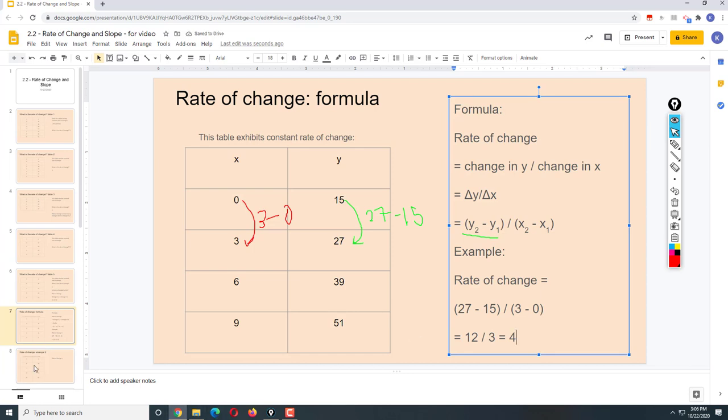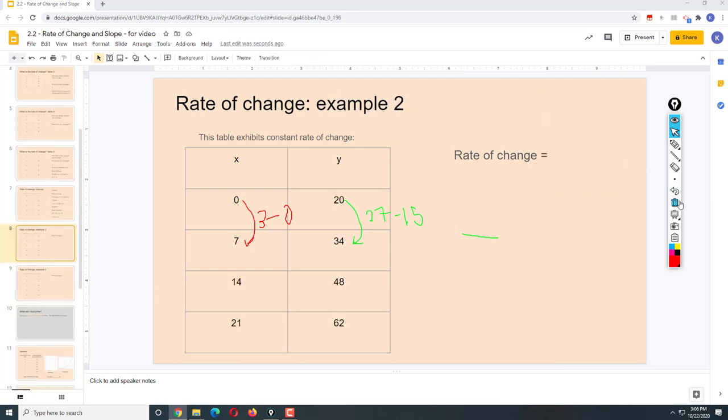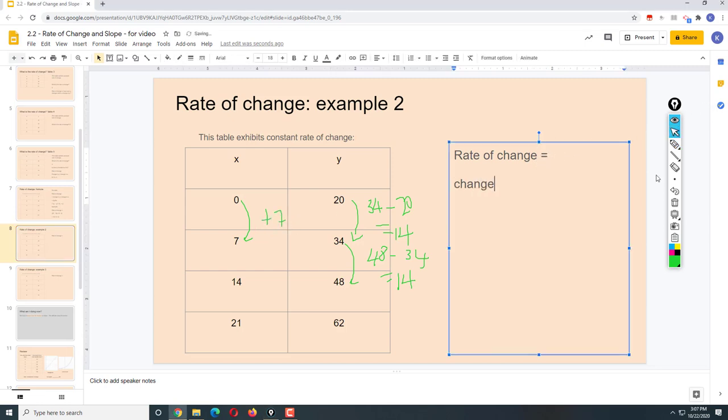For this one, the rate of change of y is 14. Why? Because it is 34 minus 20, which gives us 14. And the next one will also give us 14 because we have constant rate of change. 48 minus 34, 14. And this one, we're going up by 7 every time. So the rate of change is the change in y divided by the change in x, which is equal to 14 over 7, which is 2.